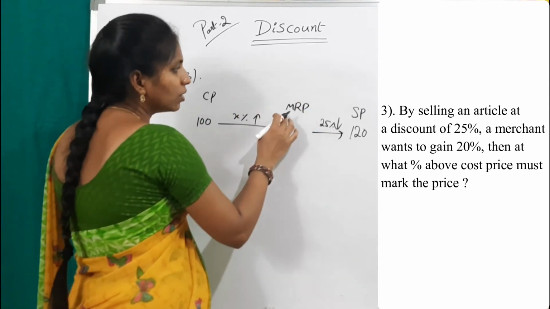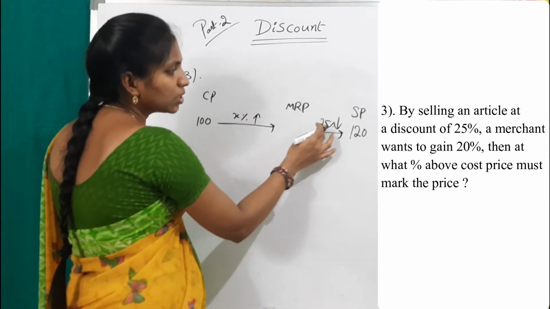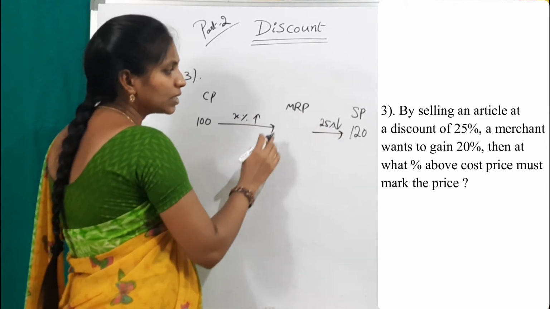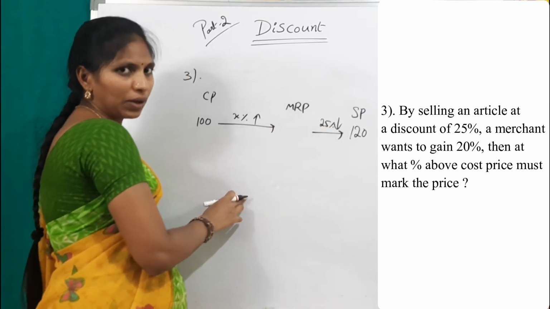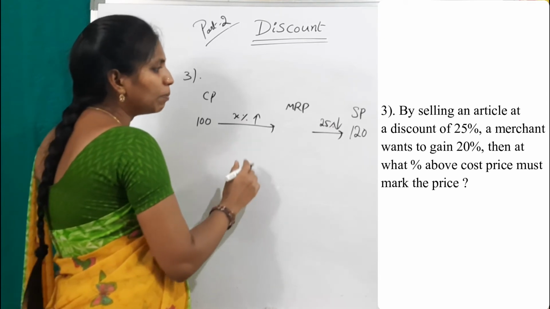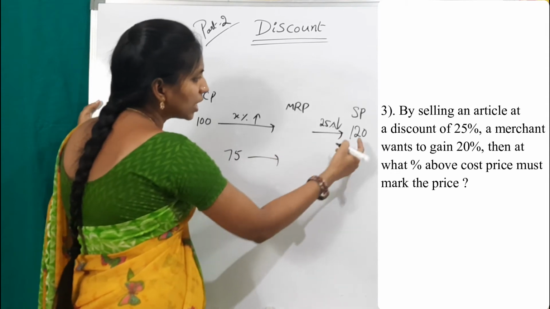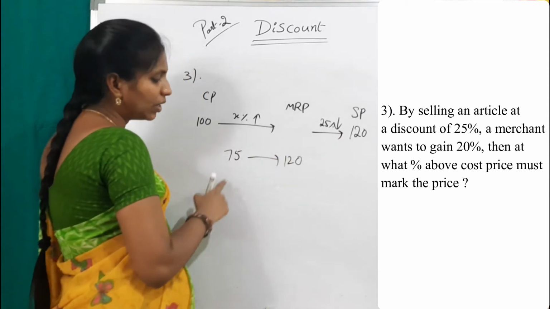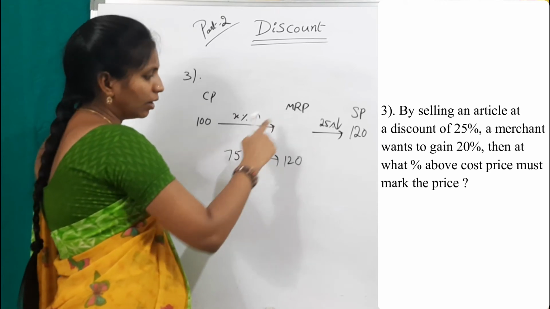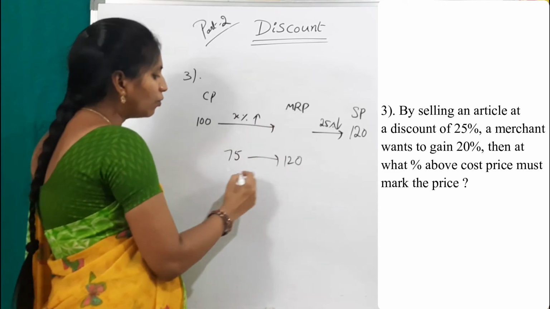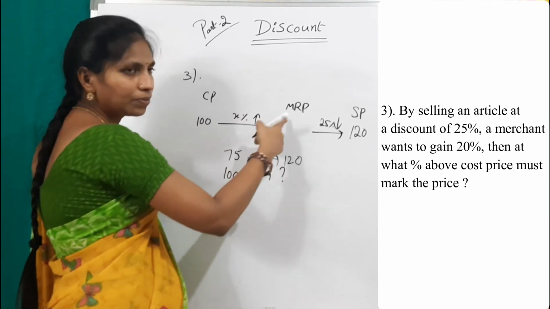Now at first take MRP as 100. Okay. 100 minus 25, on 100, 25 percentage means what? 25. Yes or no? So 100 minus 25 equals what? 75. 75 is equal to what? 120. 75 is the selling price, because I assumed MRP is 100. Equivalent value is 120. Now find out 100 equivalent value is what? Because MRP value is 100.